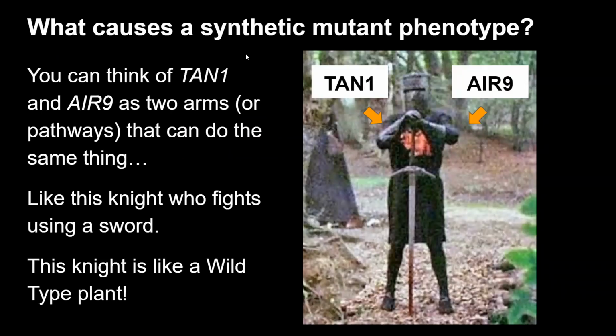So what causes this synthetic mutant phenotype? Well, one way to think of it is that you can think of TAN1 and AR9 as 2 arms or pathways that can do the same thing. As a metaphor here, I have a knight and he fights using a sword, and he has 2 arms, his TAN1 arm and his AR9 arm. You can think of this knight here as a wild type plant. He has both pathways working just fine.